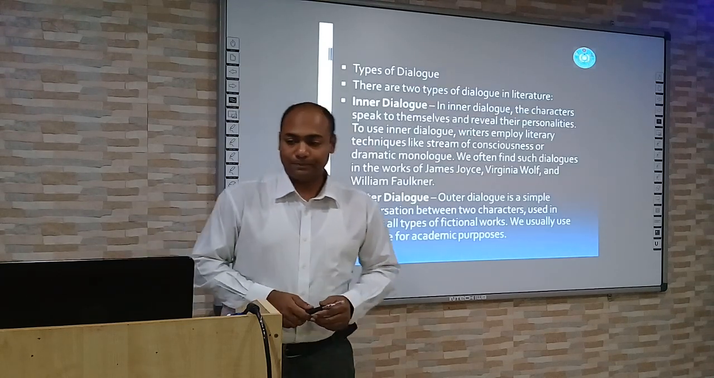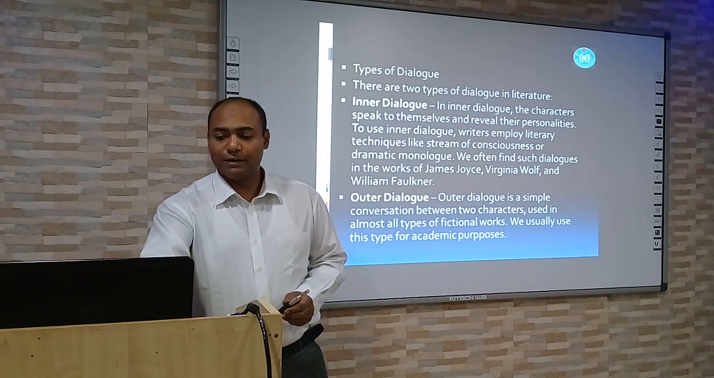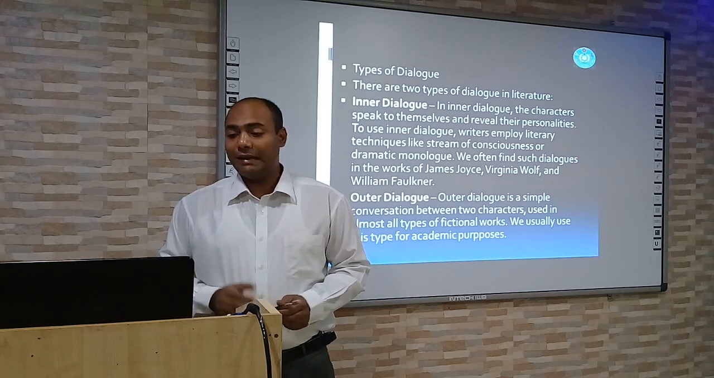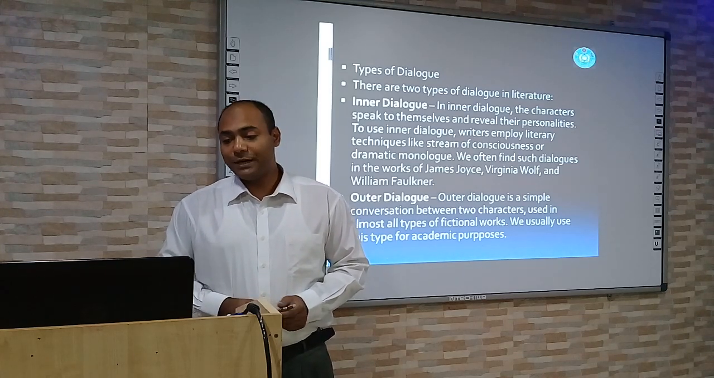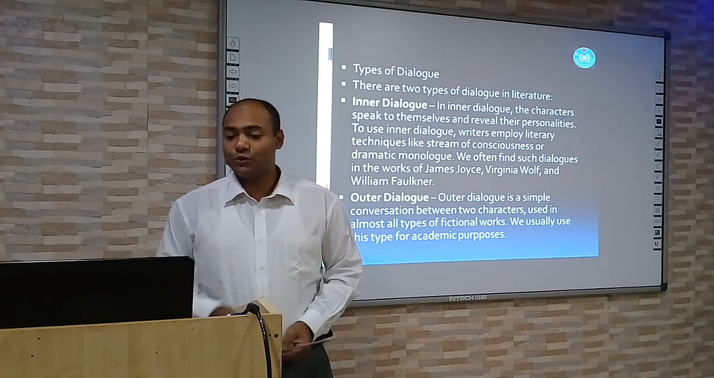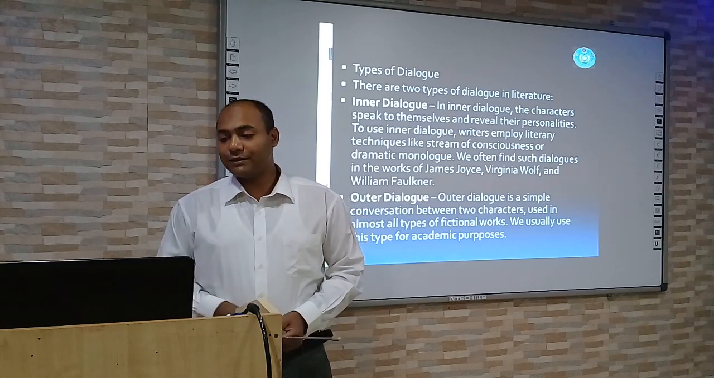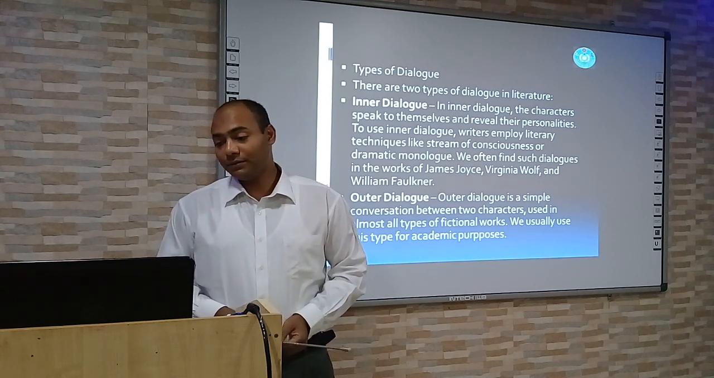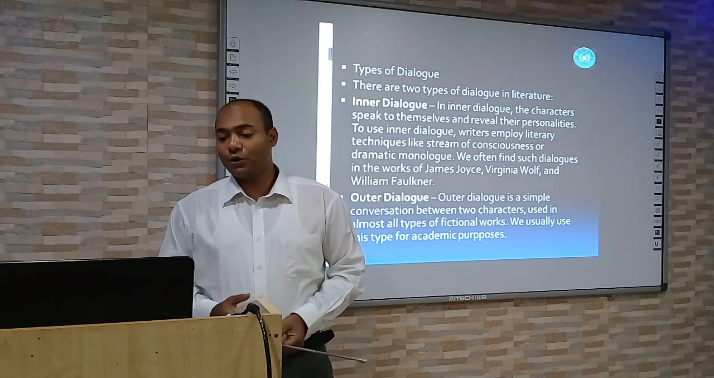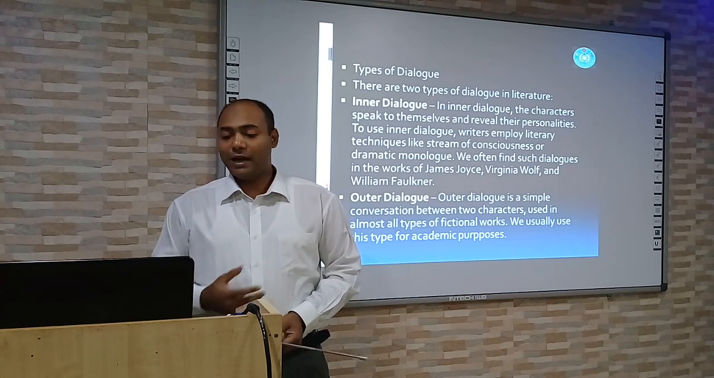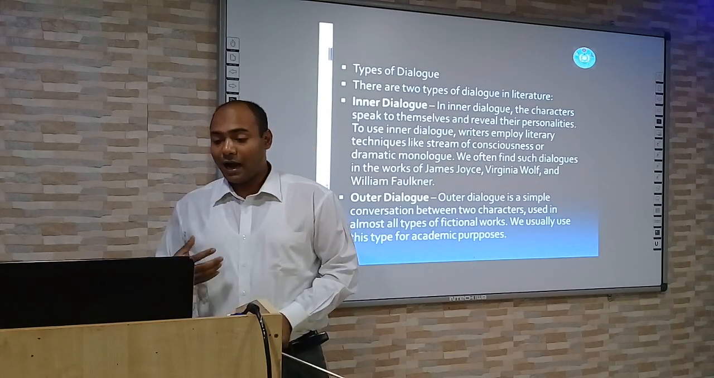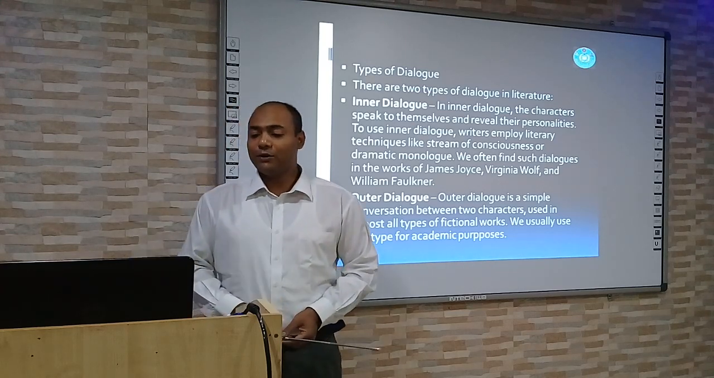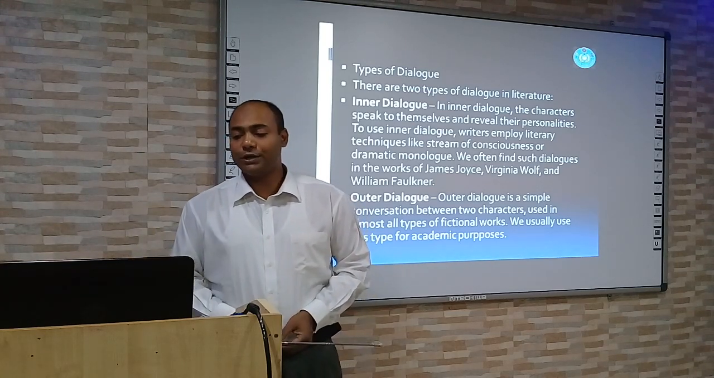Types of dialogues. There are two types of dialogues in literature and in language. Inner dialogue: the characters speak to themselves and reveal their personalities. To use inner dialogue, writers employ literary techniques like stream of consciousness or dramatic monologue. We often find such dialogues in the works of James Joyce, Virginia Woolf, and William Faulkner. The outer dialogue is a simple conversation between two characters used in almost all types of fictional works.